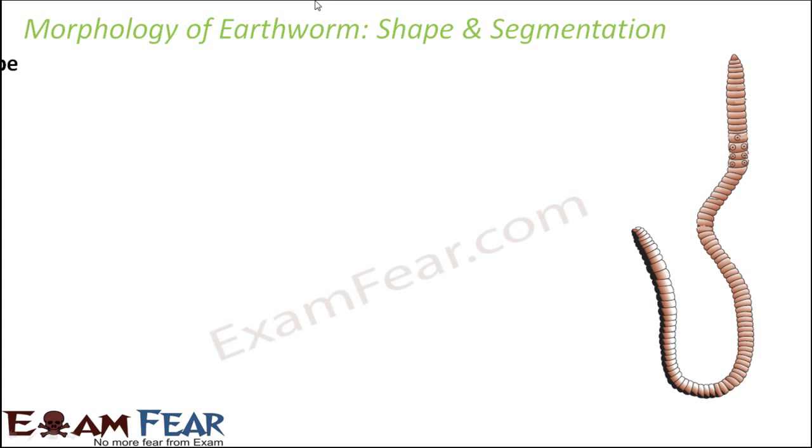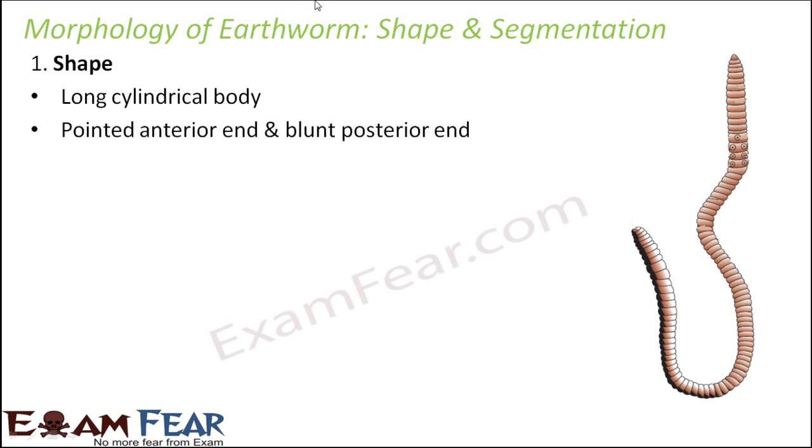So let us look at the shape of earthworm. It has a long cylindrical body, which is very obvious and evident, a pointed anterior end and a blunt posterior end. If you look at the front end, that is the anterior end, it is quite pointed, whereas the back end is blunt. So that's all about the shape of the earthworm.